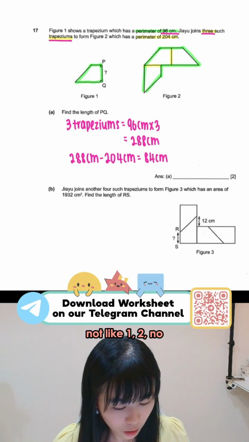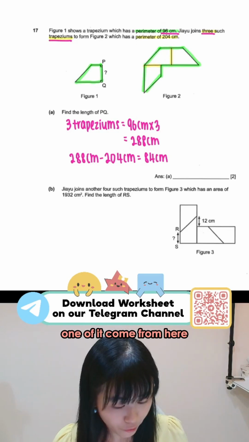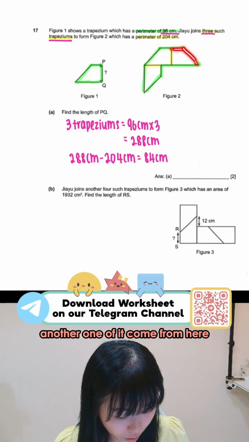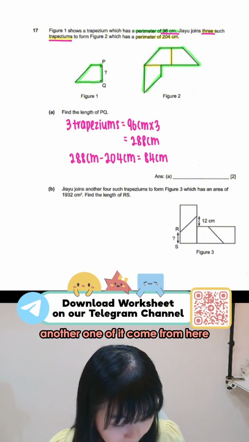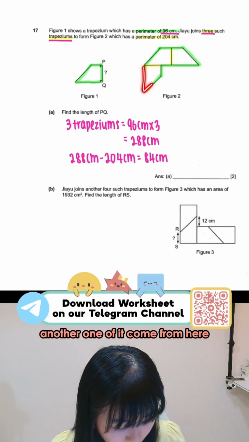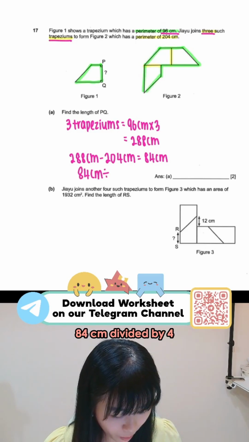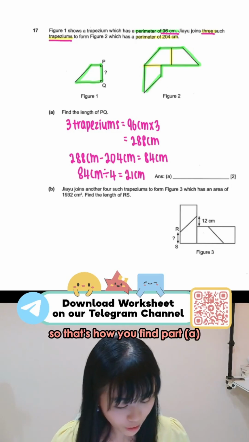Not 2, not 1, no. Because remember, one of it comes from here. Another one of it comes from here. One of it comes from here. Another one of it comes from here. 84 cm divided by 4 is 21 cm. So that's how you find part A.